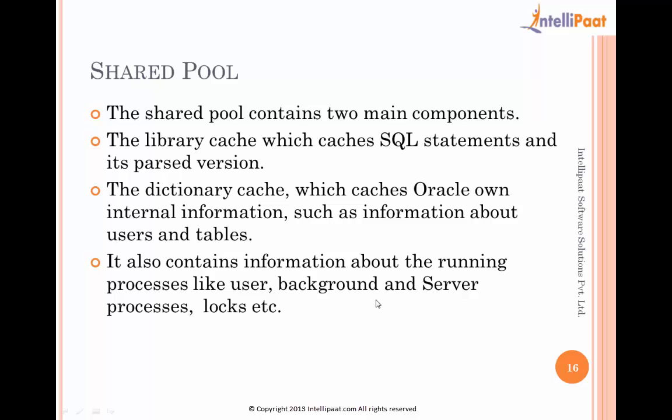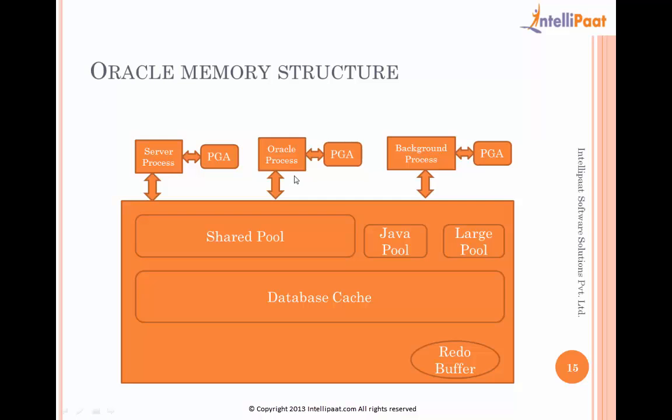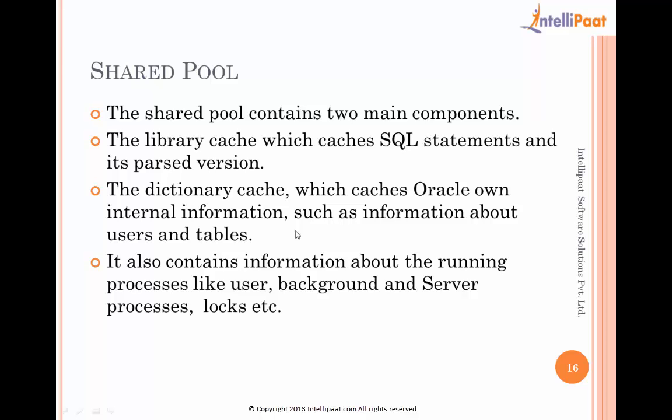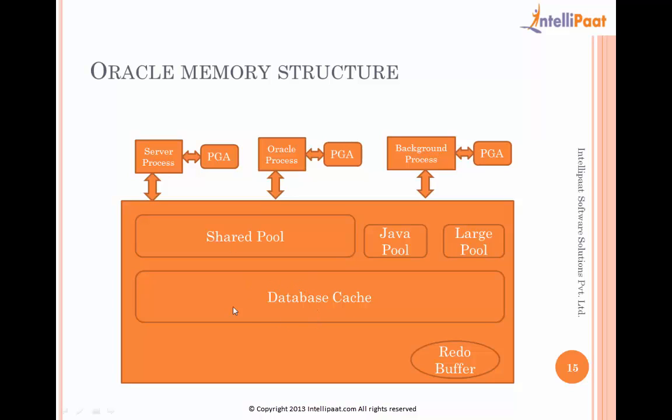Now let us look at each of these components. Shared pool. The shared pool contains two main components: the library cache, which caches SQL statements and their parsed versions, and the dictionary cache. The dictionary cache is part of this shared pool. Oracle also has to keep an index of where things are lying around in these memories.